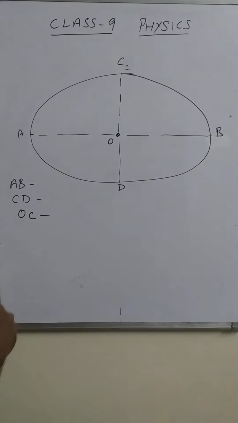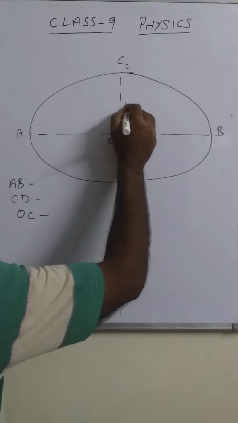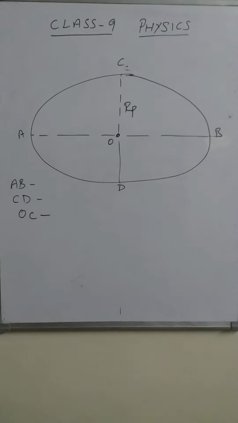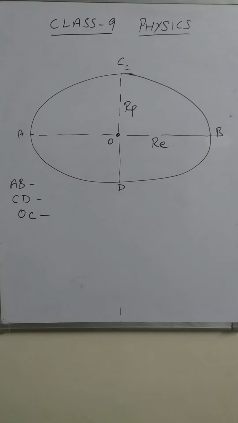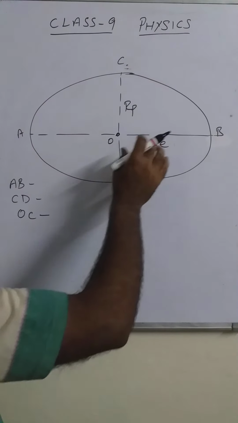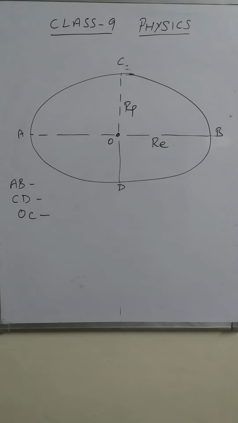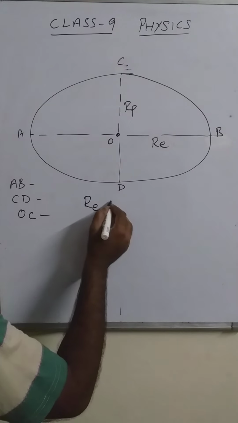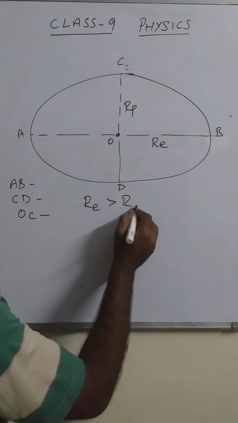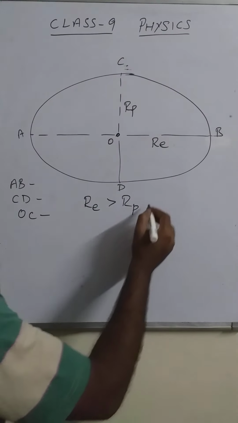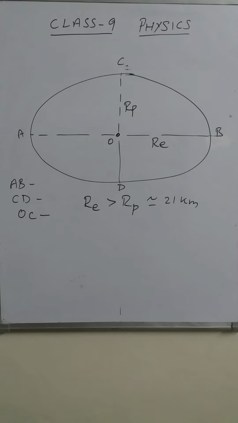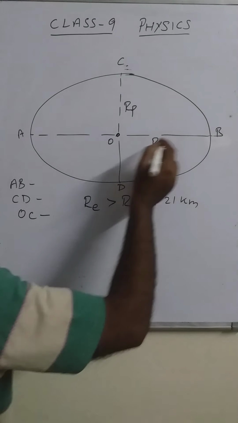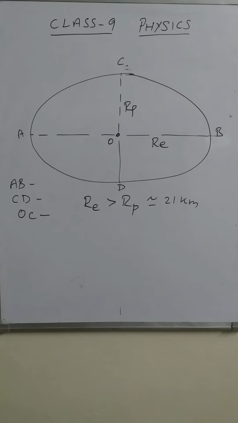It is the polar radius, or radius across the poles. And this is the radius across the equator. Both the radii are different. The equatorial radius is somewhat greater than the polar radius by approximately 21 kilometers. The equatorial radius is slightly greater than the polar radius. Along the equator, the radius is greater.